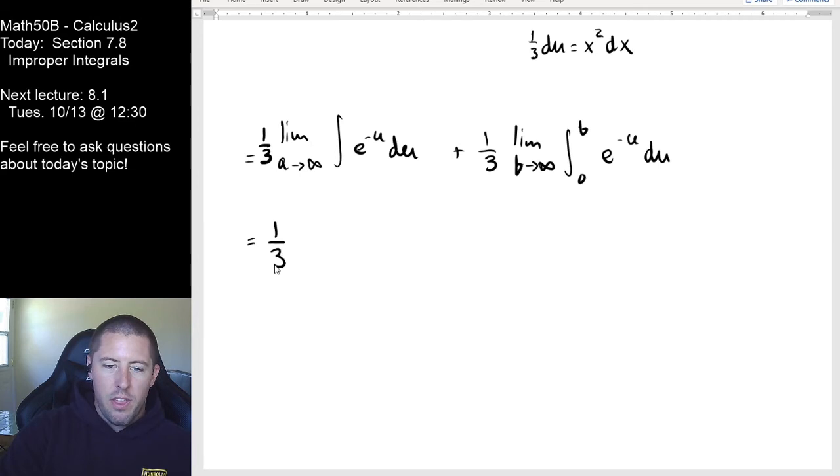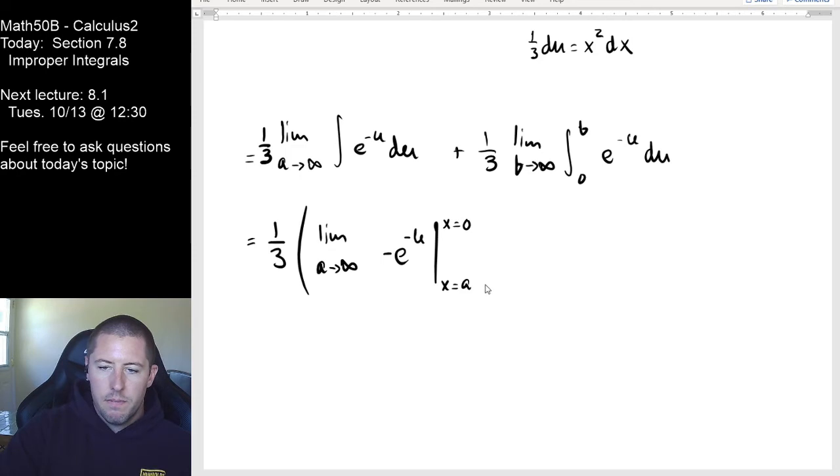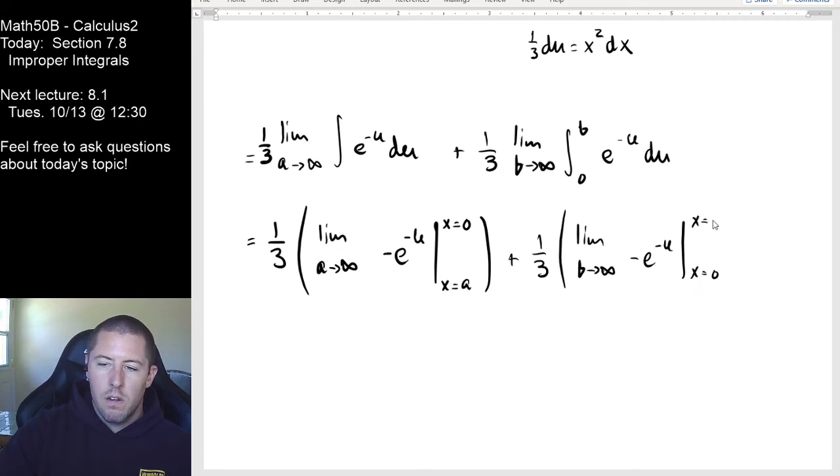So I'm noticing this 1/3 is cruising for a ride on the whole thing out here. We're going to get the limit as a goes to infinity of negative e to the negative u evaluated from x equals a to x equals 0. All right. And now we're cruising. Now we just want to convert to x and hit ourselves with some limits here.